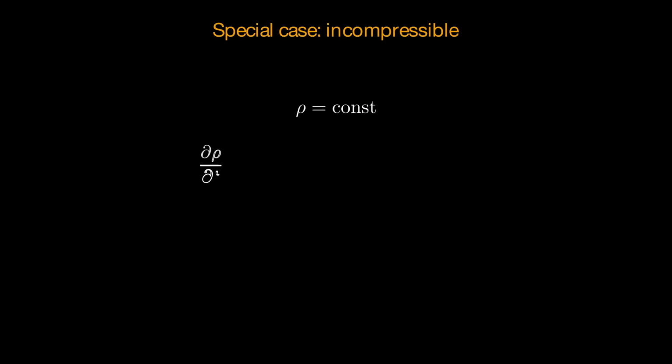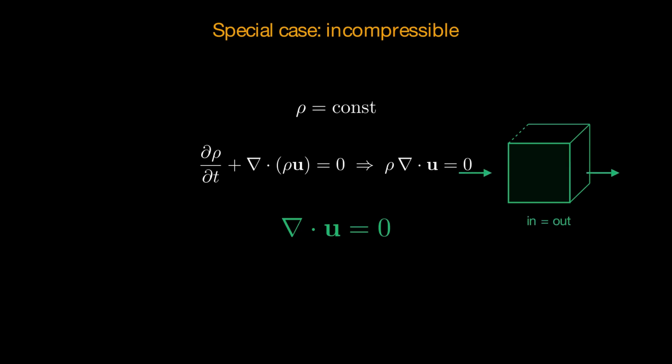Now a special case worth its own line. If the fluid is incompressible, density constant, like water, then rho comes out of both terms and cancels. What's left is beautifully simple. The divergence of velocity is 0. Physically, whatever volume flows into the box must flow right back out. No squeezing, no expansion. A divergence-free velocity field. That single constraint is what makes incompressible flow its own world.